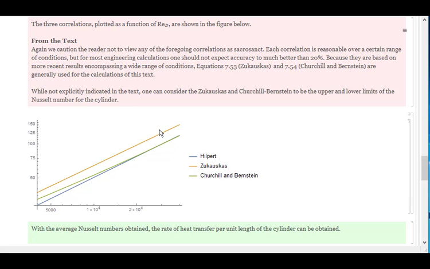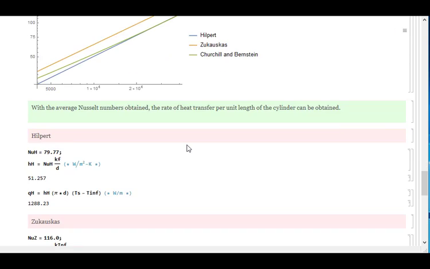The text doesn't explicitly state it, but when you look at the plots, you can really see that the Zukauskas forms an upper limit for the Nusselt number, and the Churchill and Bernstein forms the lower limit. And the Hilbert is very close to the Churchill and Bernstein. It's divergent here at lower Reynolds numbers, but as the Reynolds number increases, they sort of lay onto each other. And you can see they're beginning to diverge as we get up to the larger Reynolds numbers. All right, so you have an upper limit and a lower limit. We have the Nusselt numbers.